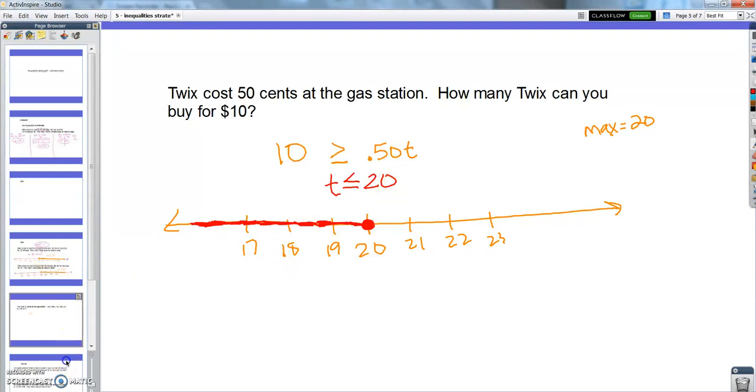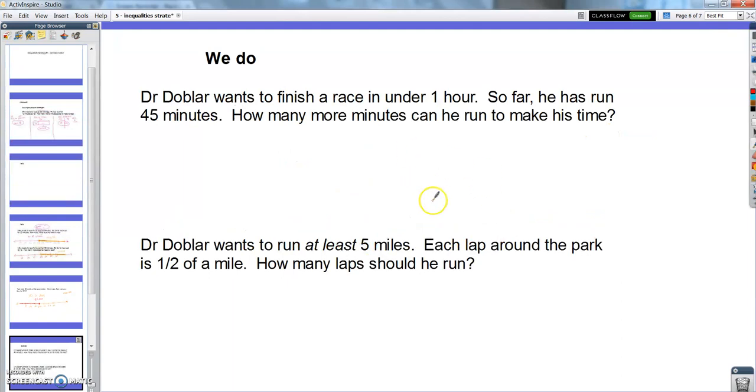Okay? All right, open your math notebook. Let's do one or two together here. Dr. Dober wants to finish a race in under 1 hour. So far, he's run for 45 minutes. How many more minutes can he run to make his time?